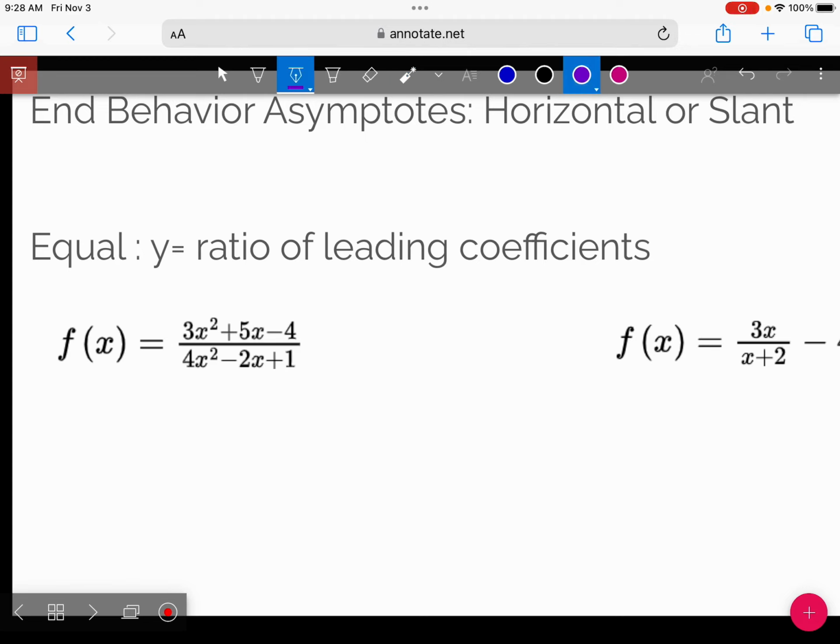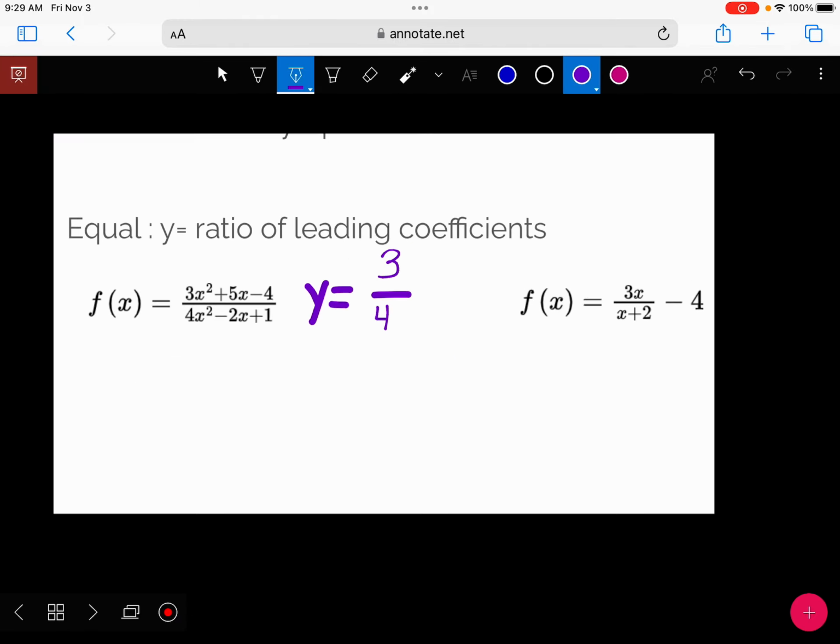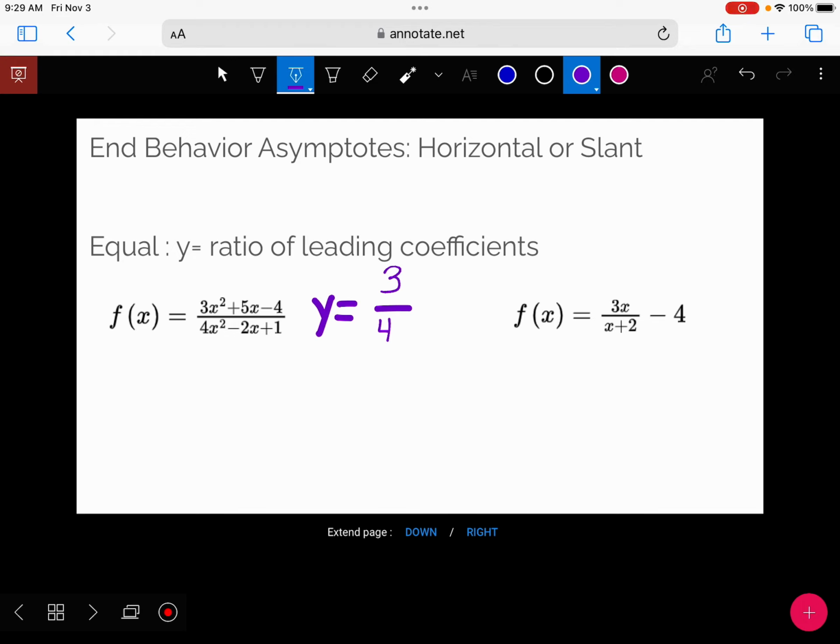So what we have there is my degrees are equal, right? So what we do is we take a ratio, meaning a fraction. It's going to be y equals the leading coefficient. My leading coefficient on my numerator is 3. The leading coefficient of my denominator is 4. Ta-da. So our horizontal asymptote will be at y equals 3/4. For the horizontal asymptotes, we're just taking the ratio of our leading coefficients.